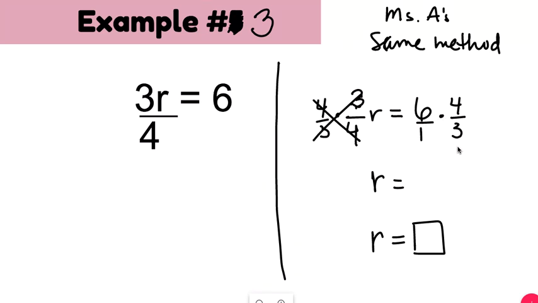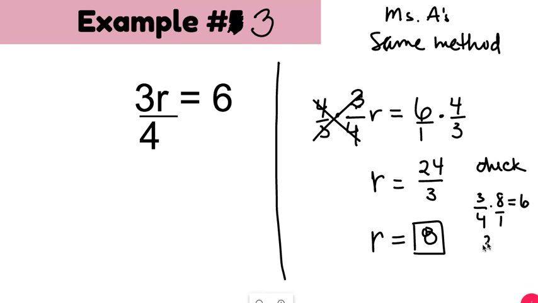This takes a little bit of a second. I could cross simplify, or I can just get 24/3, which simplifies to 8. If I check it, I get 3/4 times 8 equals 6. That becomes 24/4. 24 divided by 4 is 6, and that's correct.